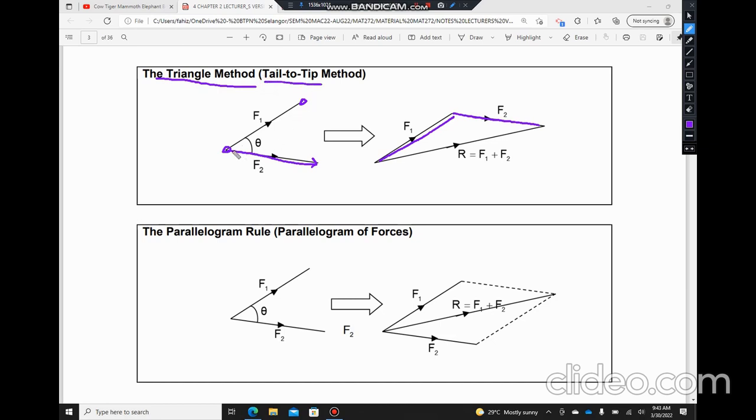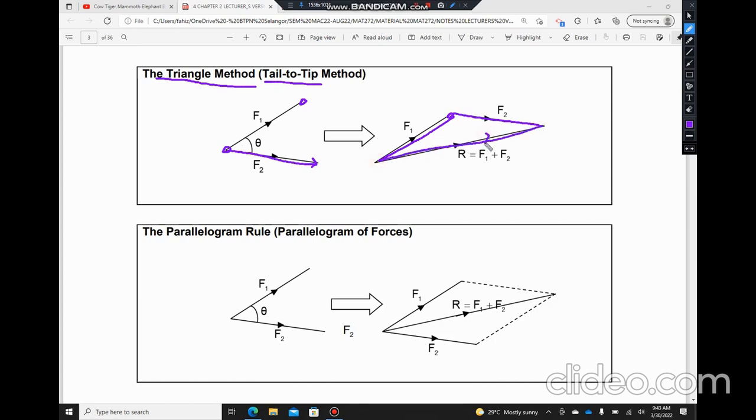So awak ambil yang ni, sebab yang ni dia bersambung tail dengan tail. So kita tak boleh kira resultant. So bila tail dengan tail, kita tak boleh sambung yang ni. So dia kena tail dengan tip. So tip daripada F1, tail daripada F2. So kita akan tambah yang bahagian sini.